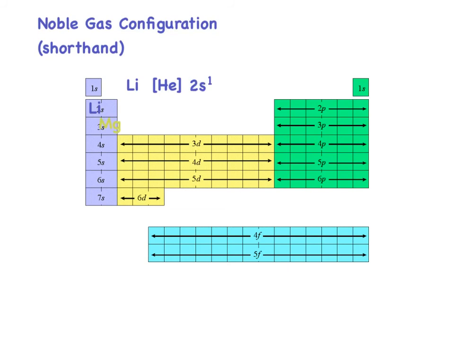To write the shorthand configuration for magnesium, we'd find the noble gas that came before magnesium on the periodic table, and that would be neon. So magnesium has the core of neon and its 2 valence electrons. So we would write that as all of the electrons that neon has plus a 3s2. And that's noble gas configuration.